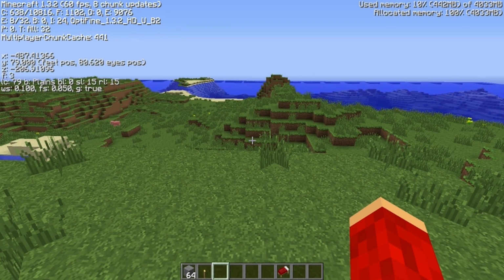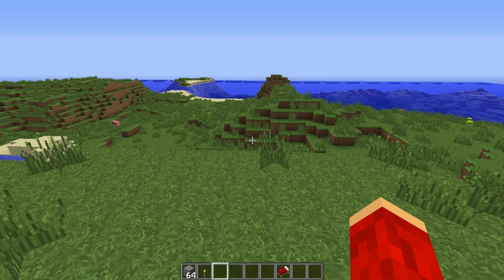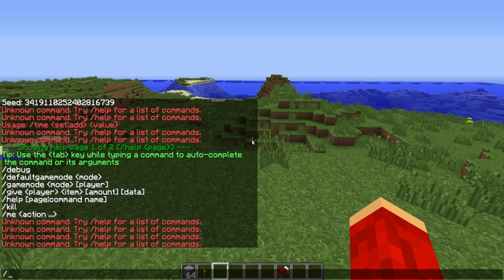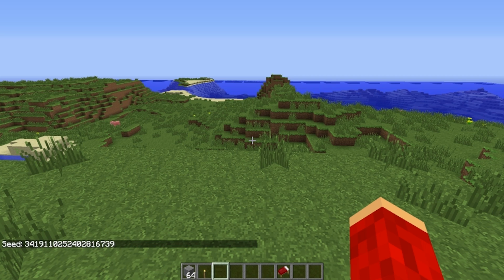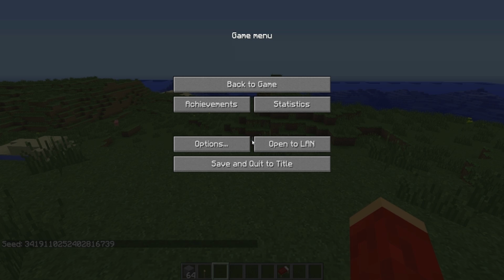Write those down. Then you also need your seed. In Minecraft 1.3, you need to bring up the command prompt to get your seed. I've already done that, and my seed is up there. The way you do it is on your keyboard, you press the question mark key. That brings up command prompt. You type in seed, and you press enter, and bam, there's your seed. Write your seed down. You're going to need that. It's very, very important.